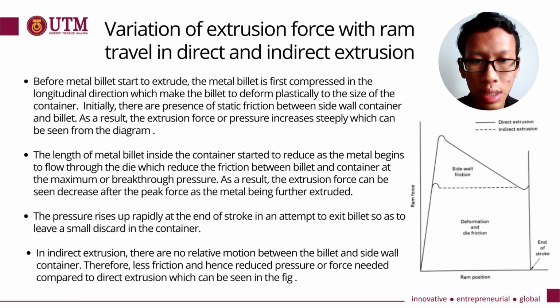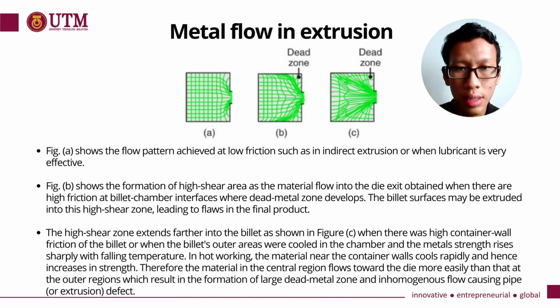In indirect extrusion, there is no relative motion between the billet and the sidewall of the container. Therefore, there is less friction, which reduces the force needed to extrude the metal billet compared to direct extrusion, which you can see from the figure. Next is the metal flow in extrusion.